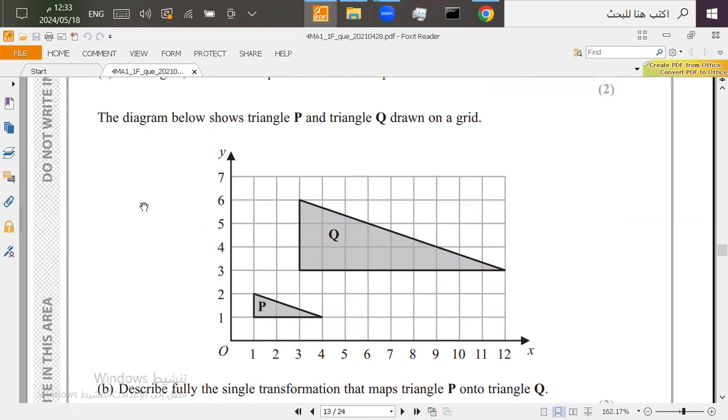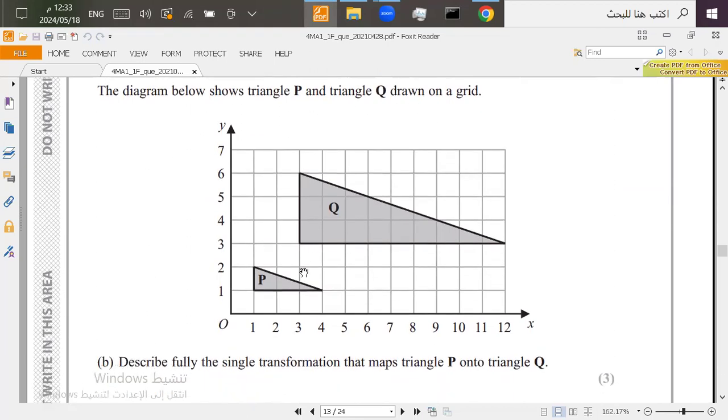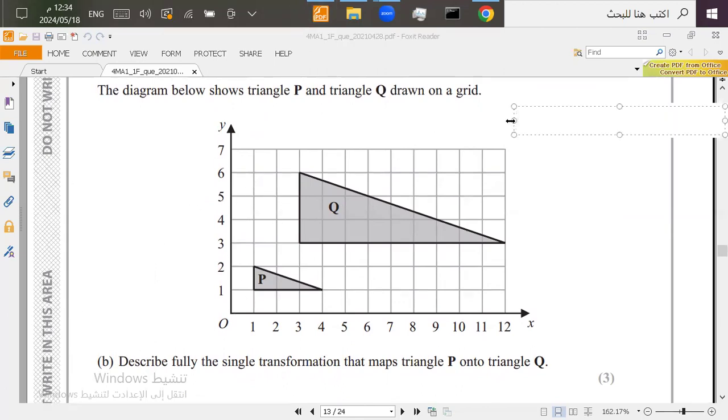The diagram below shows triangle P and triangle Q drawn on a grid. So we have P and Q. Describe fully the single transformation that maps triangle P onto triangle Q. It means, how did triangle P become triangle Q? We'll notice that it became bigger. So we call this enlargement. First, we say it's an enlargement.